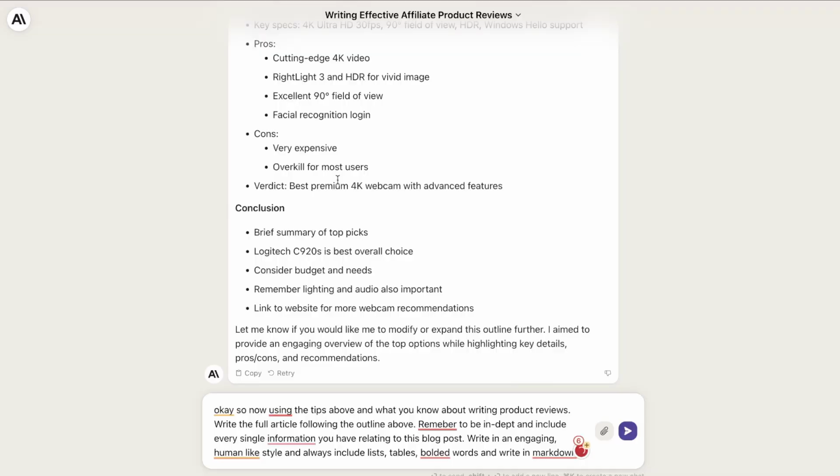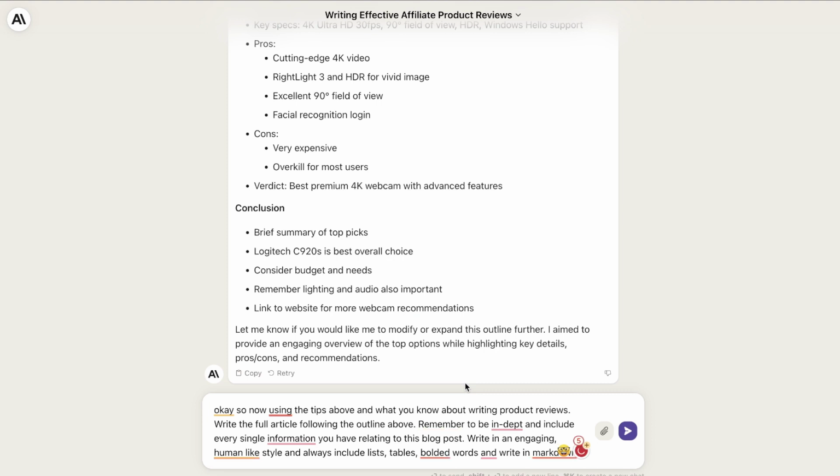So the prompt that we'll be using to write the full article will be to tell it again to use the tips above and what you know about writing product reviews. Write the full article following the outline above. Remember to be in depth and include every single piece of information that you have relating to this blog post.